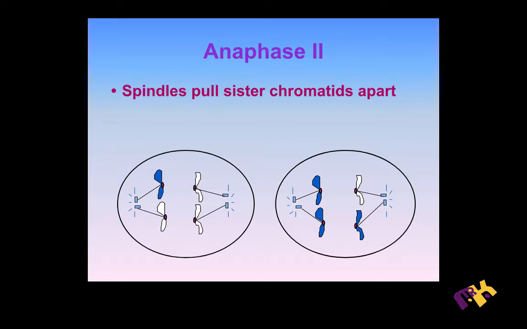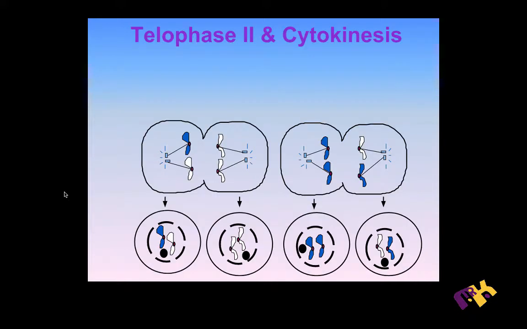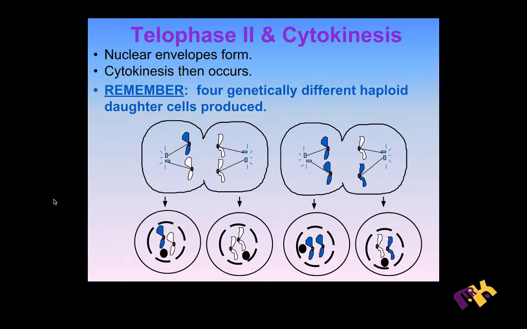All right, and then in telophase 2 and cytokinesis, we're going to reform the nuclear membrane and also split the cell membrane into a total of 4 different cells. So in telophase 2, the nuclear membrane reforms around the chromosomes that are present, the haploid number. They're going to, again, uncoil and uncondense back into chromatin, and we're going to go through cytokinesis. And these 4 cells that have been formed are genetically unique.